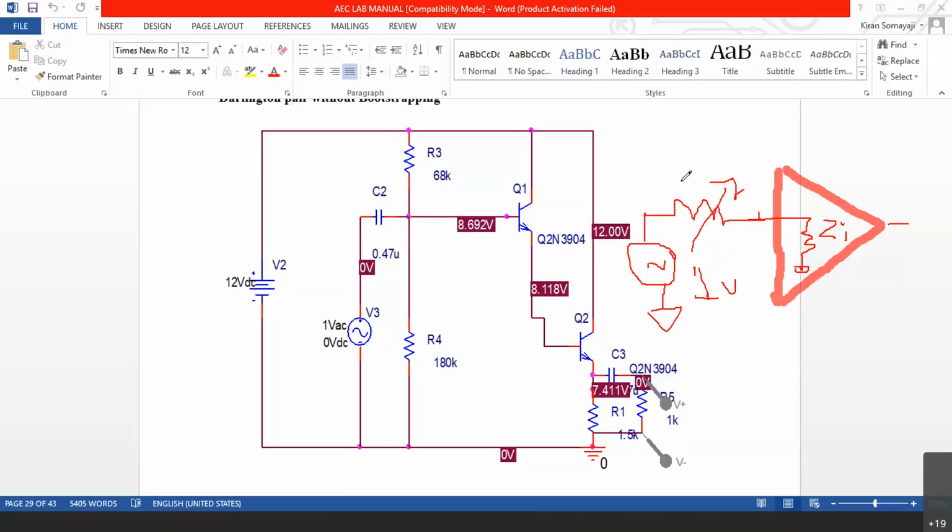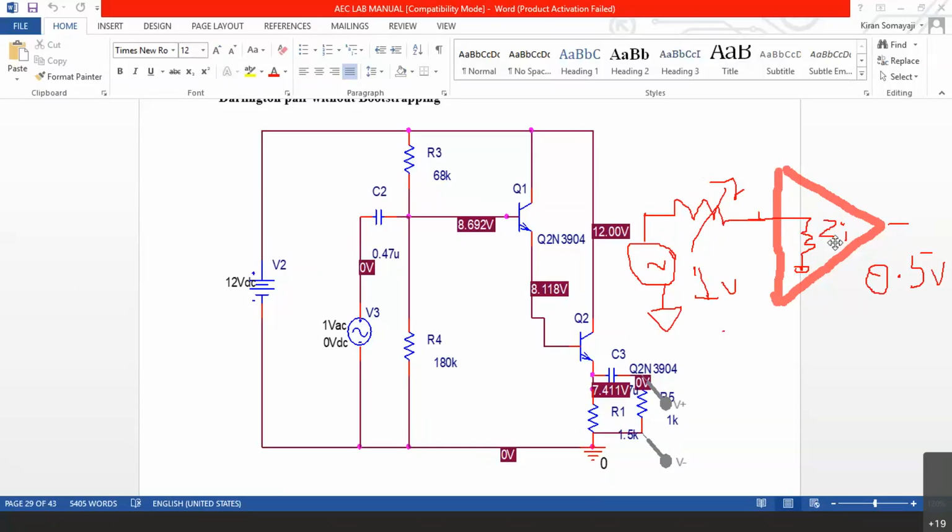Initially, when this decade resistance box, the variable resistance box, is at 0, you will get 1 volt only here. Now you keep on increasing this resistance at the input until at the output you get around 0.5 volts. When you get 0.5 volts, it indicates that this resistance and this resistance are both equal, because it is working like a voltage divider network.